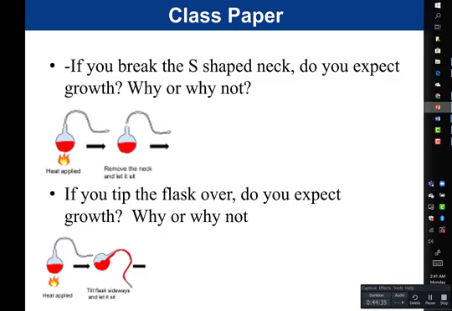So, class paper: if you break the S-shaped neck. So, Pasteur did his experiment. He boiled the liquid, right? And then if you were to break the S-shaped flask, so if you break it and things can fall in, I want you to predict, would you expect to see growth? Why or why not? Right? So if you were to break it, would you expect to see growth?